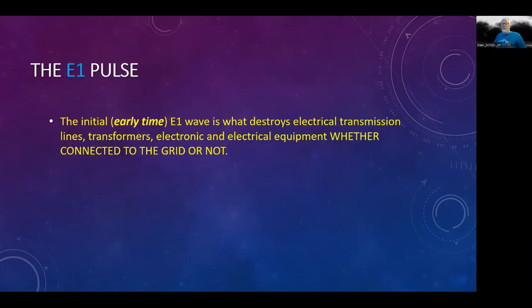So let's talk about the E1 pulse, which, by the way, is the most destructive part of an EMP. The E1 pulse is known as the early time E1 wave. And that is the thing that destroys electrical transmission lines, transformers, electronic and electrical equipment, whether or not it's connected to the grid. It makes no difference. You can have your ham radio unplugged, and if an EMP affects you, it will fry the electronics inside your ham radio. And again, it does not have to be plugged in.